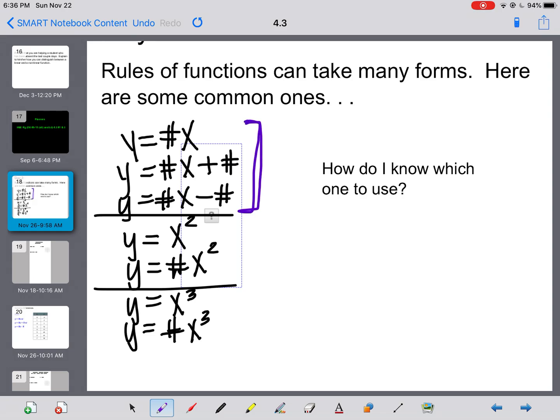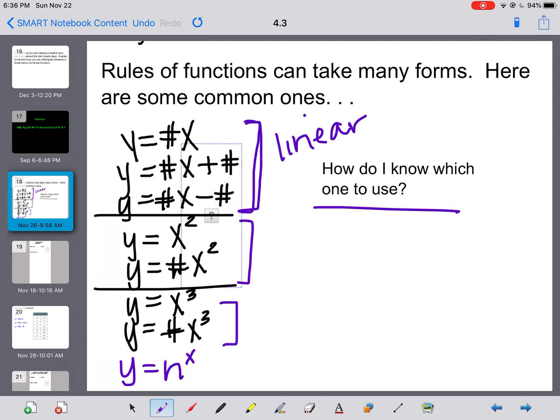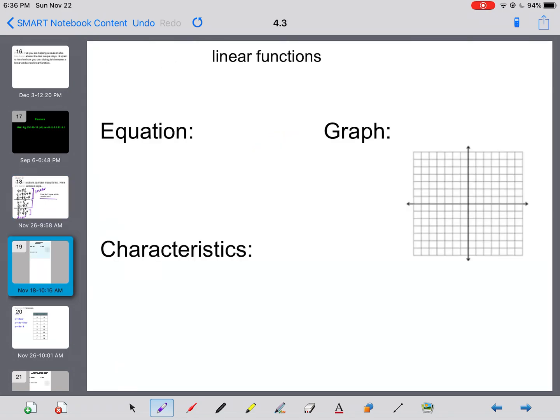Okay, they all have what we call a parent function. And that's like the base function before you add anything to it. This is one possibility. This is linear. All right, these are also possibilities. This one, and there's actually another one that looks like this. And we're going to learn about those three today and how do you know which one you're going to use.